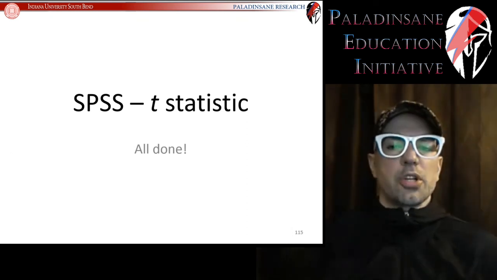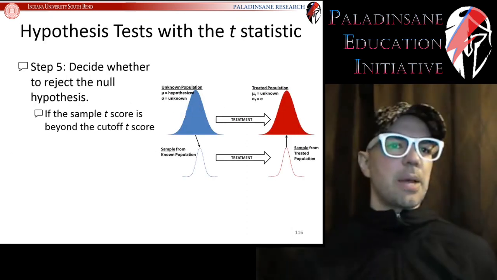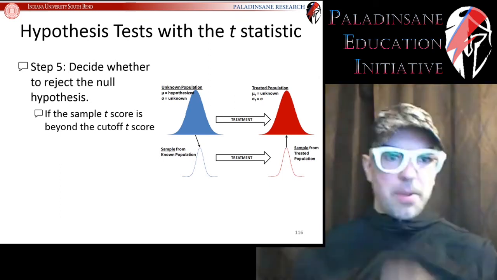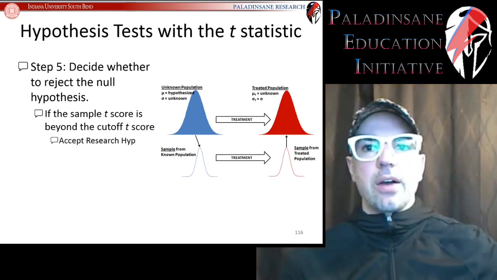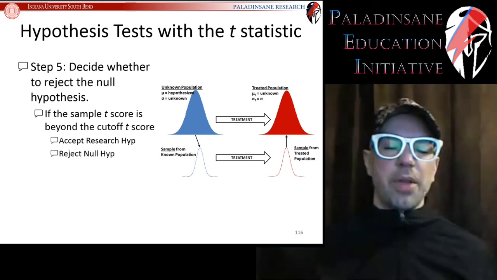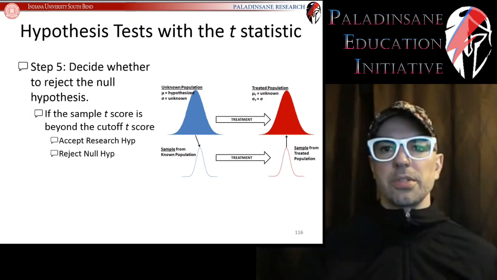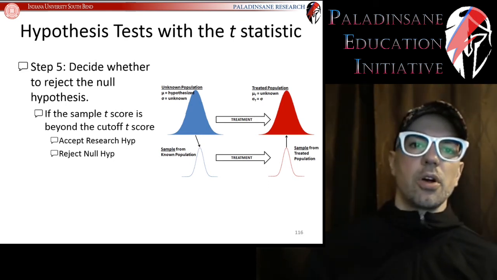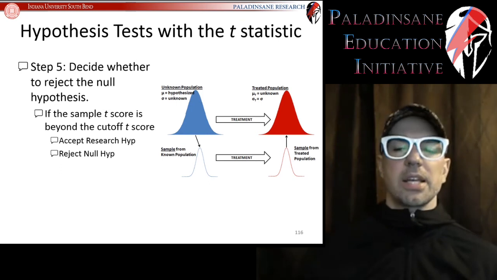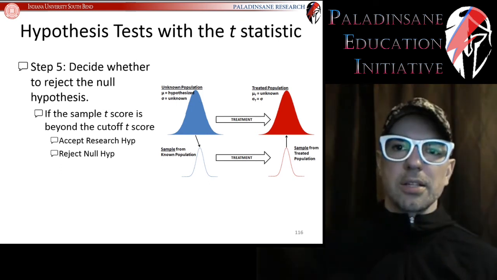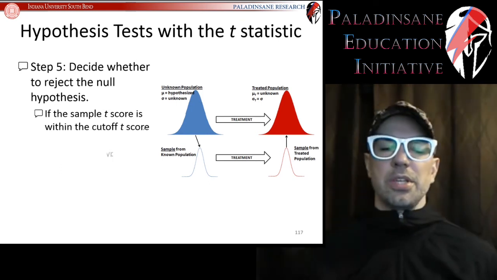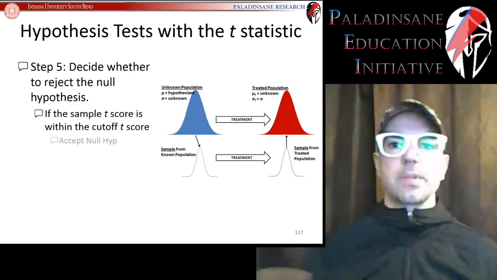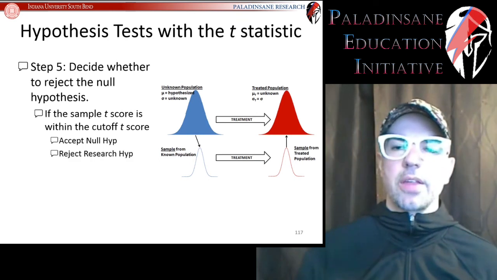So what do we need to interpret this for? Well, we need to be able to do step 5. We need to be able to decide whether we want to accept or reject the null hypothesis. So we need to figure out where our t-score is compared to our cutoff score. Where is our sample t-score compared to our cutoff scores? So again, if the sample t-score goes beyond the cutoff t-score, accept the research hypothesis and reject the null hypothesis. If the sample t-score is within the cutoff t-score, we're going to do the opposite. We're going to accept the null hypothesis and reject the research hypothesis.